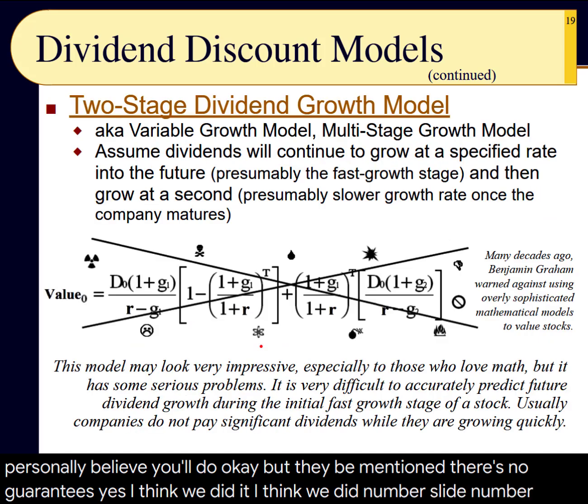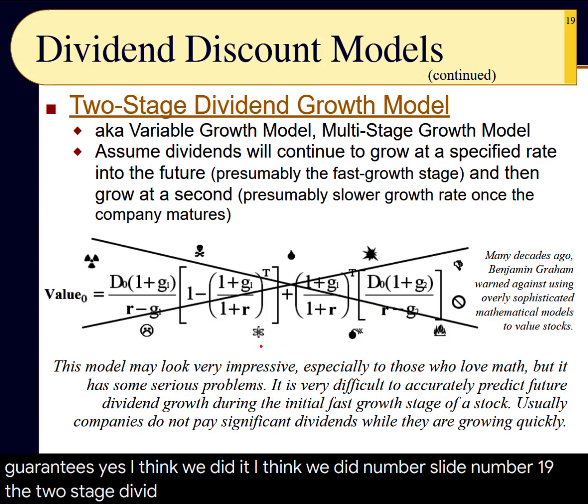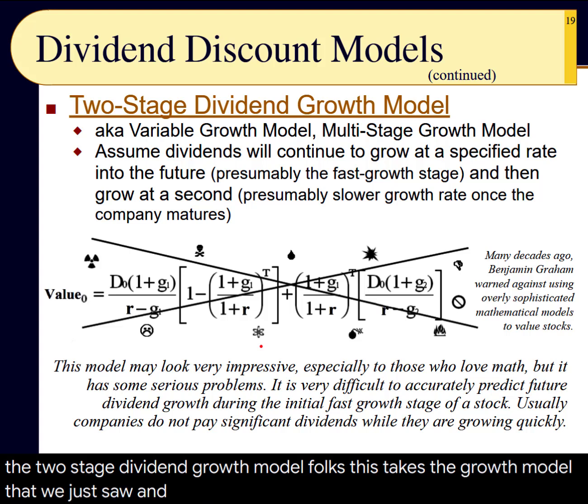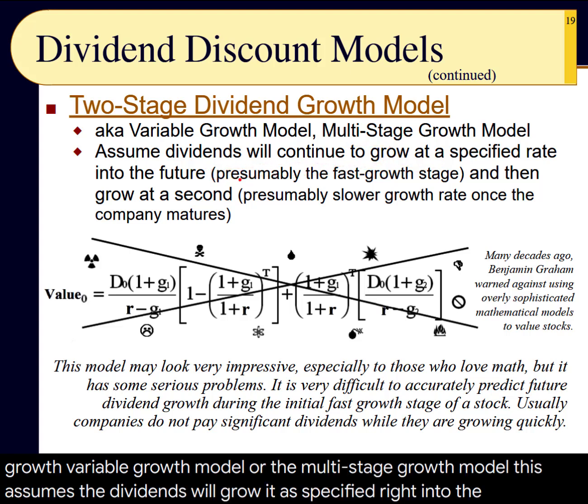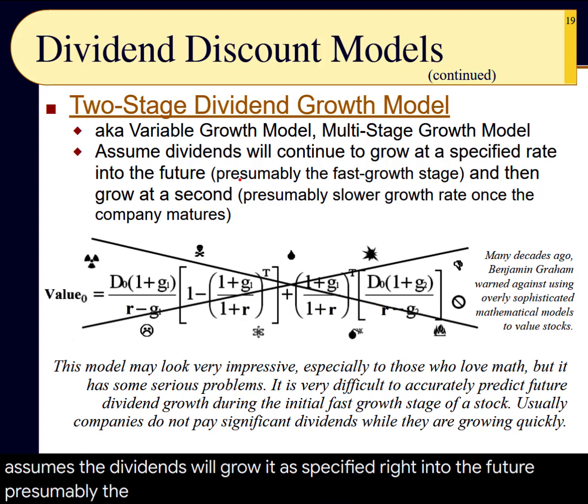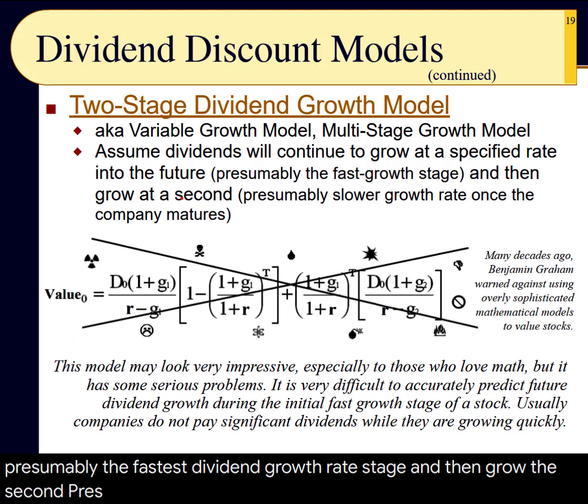Slide number 19. The two-stage dividend growth model. Folks, this takes the growth model that we just saw and adds yet another term. This is also called the variable growth model or the multi-stage growth model. This assumes the dividends will grow at a specified rate into the future, presumably the fast dividend growth rate stage, and then grow at a second, presumably slower growth rate once the company matures.